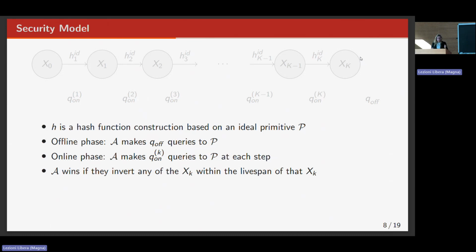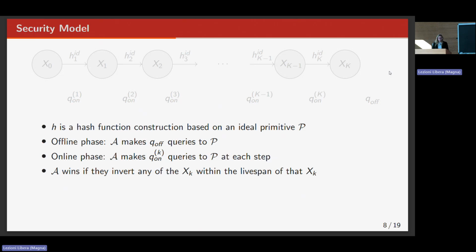So the difference between this security model and the one of Tiki's designer is that in their setting, the adversary could choose freely how they spend their query budget. So for example, the adversary could just say, I don't want an offline phase, and I'm going to spend all of my queries trying to invert xk.